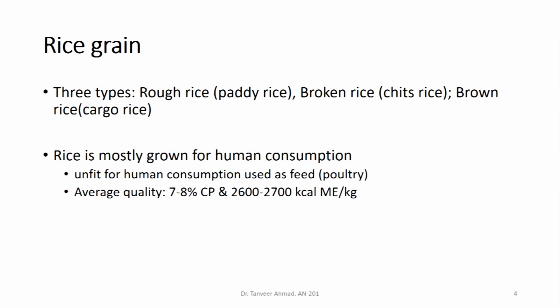There are three types of rice. One is rough rice or paddy rice, second is broken rice, and last is brown rice or cargo rice. Rice is mostly grown for human consumption. If it is not fit for human consumption, like broken rice, it can be used in animal feeding. Average quality rice has about 8% crude protein and 2700 kilocalories of metabolizable energy for poultry.